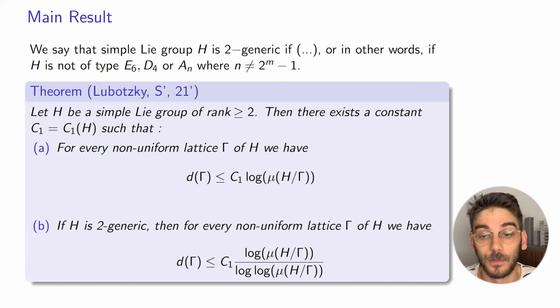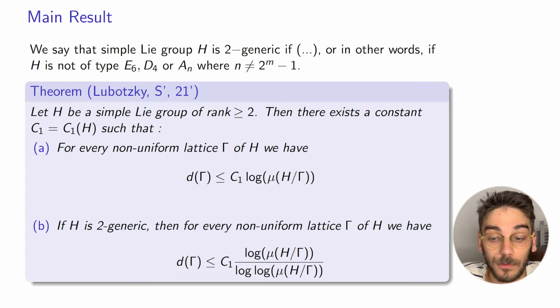Hi, welcome back to the second part of the lecture. Today I'm going to discuss some of the methods of the proof of the main theorem. Then I'm going to show that this second bound is indeed best possible. And finally I'll say some things that we do know to say about co-compact lattices.